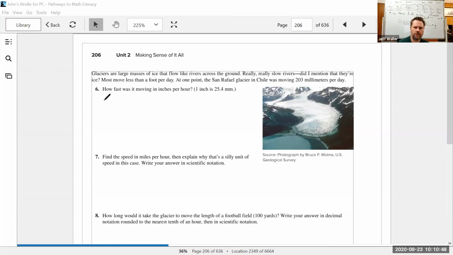So they give me 203 millimeters per day. So they give me this, right? So I can go from millimeters to inches, and I can go from days to hours. And that, of course, you should know. So that's going to be exactly like the Euros problem, right?